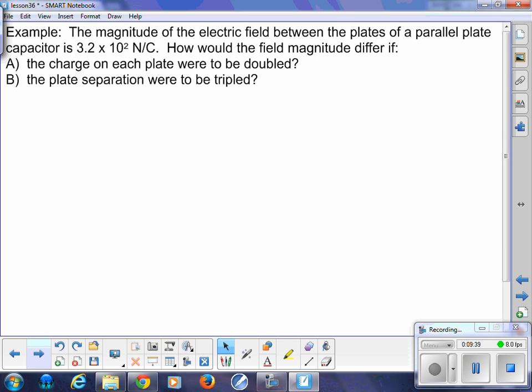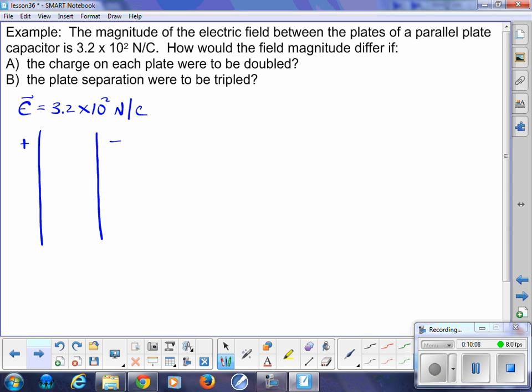We have the magnitude of an electric field between two parallel plates of a capacitor, which is 3.2 times 10 squared newtons per coulomb. The parallel plate capacitor is a fancy way of saying electric field strength, and I can tell from the units that were given that it is electric field strength. So I have a positively charged plate and a negatively charged plate, and we want to know how the magnitude of the electric field strength would change if the charge on the plates were doubled. What happens if the charge is doubled?